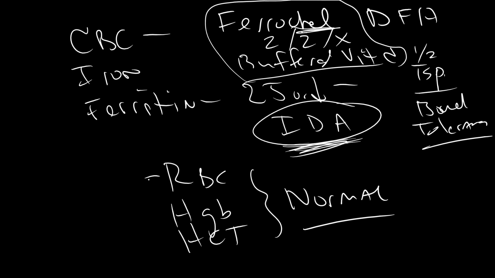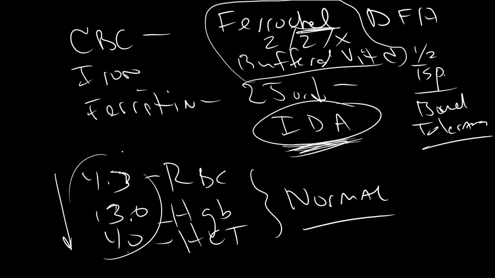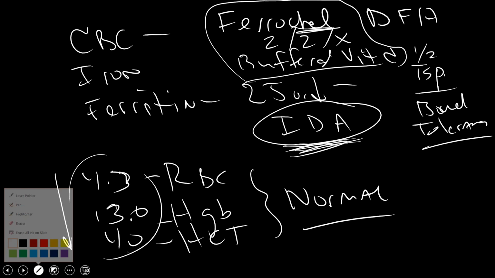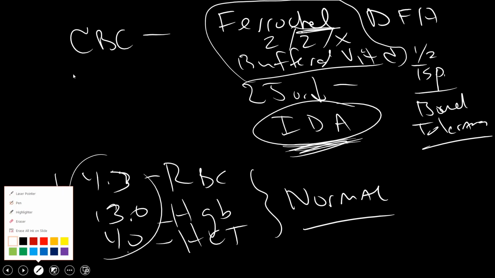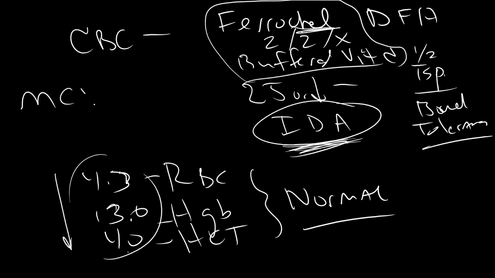Now, our numbers on this are 13, 40, and 4.3. So if we get any of those lower than that, then we have an anemia, okay? If we have an anemia, the very next thing to look at is going to be the MCV. The MCV gives me the red blood cell size, okay?